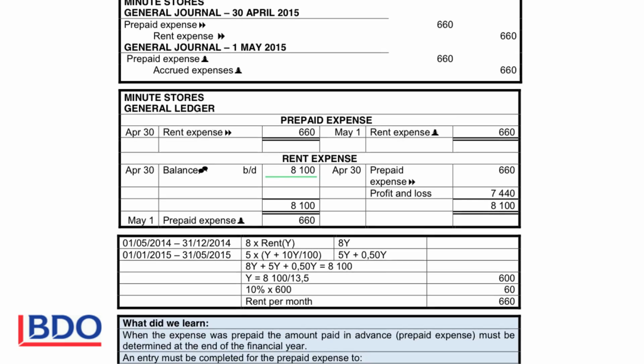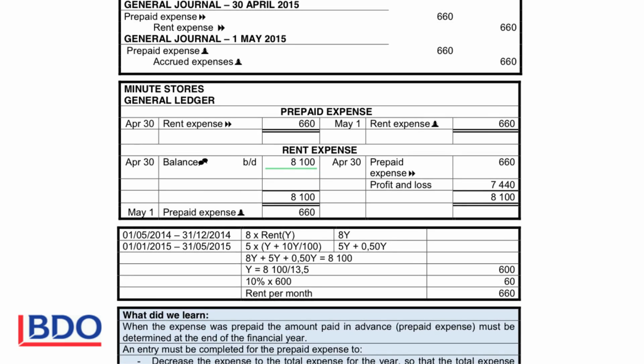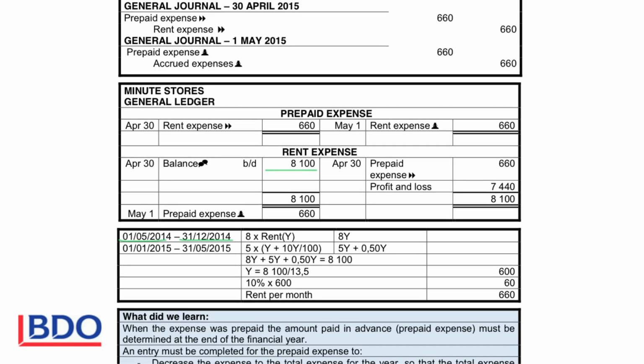Okay, so if we look at the calculation, from the 1st of May 2014, the first day of the financial year, up to 31st of December, the day just before the increase in the rent. So for these 8 months, we paid Y amount per month because we don't know what the amount per month is. So that gives us 8Y.